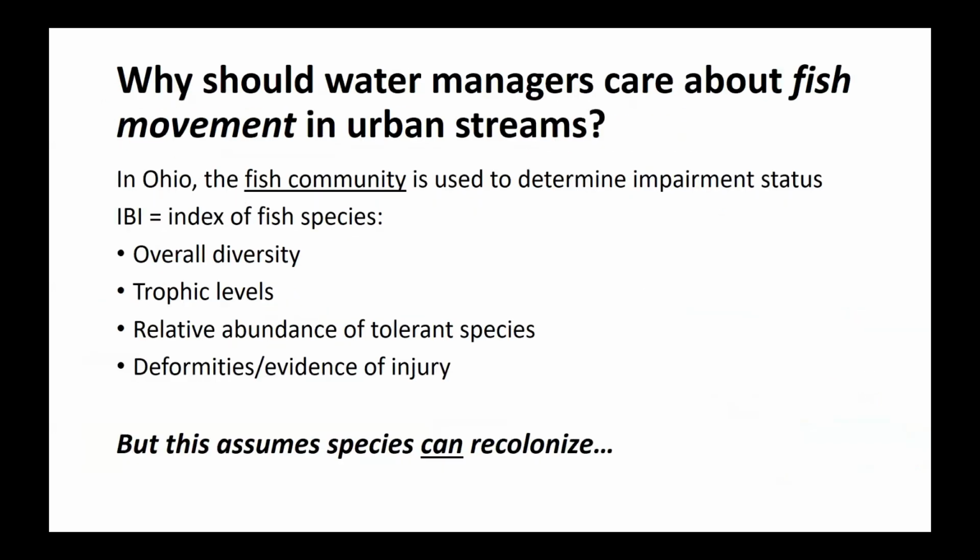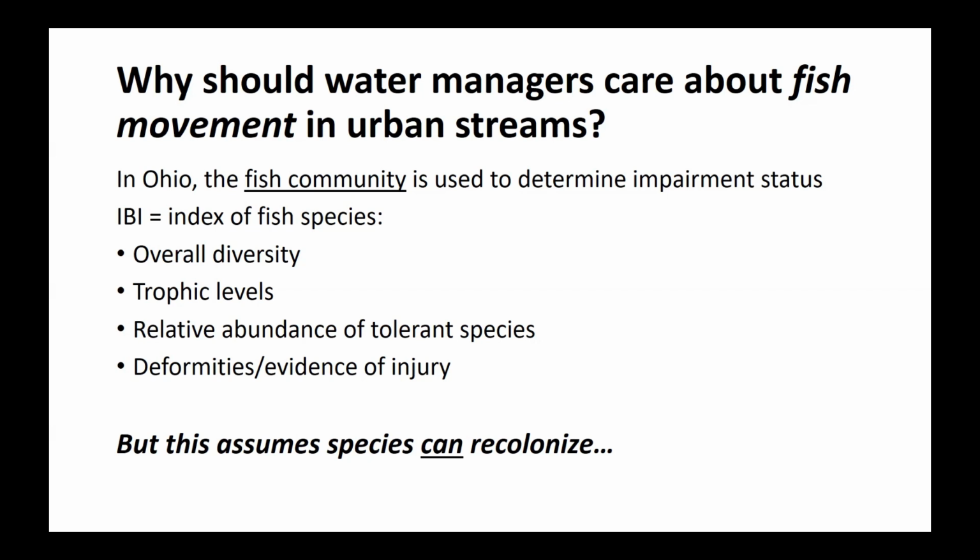But first, I wanted to give you a little motivation on why water managers should actually care about fish movement in urban streams. Well, in Ohio, we legally use fish as a component of understanding the health of our streams. The fish community is used to determine impairment status. And we use this thing called the Index of Biotic Integrity, which incorporates the overall diversity of species and the trophic levels. So basically, are they predators? Are they herbivores? How much of the community is made up of tolerant species? And do you see obvious things that may be caused by pollution, such as deformities?